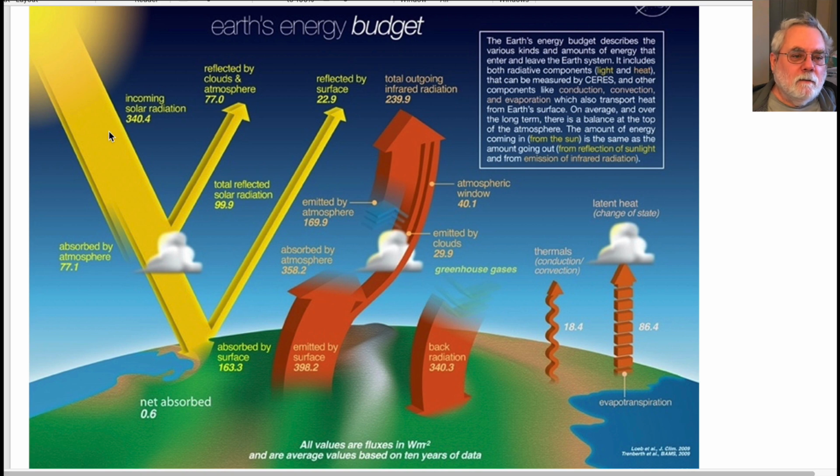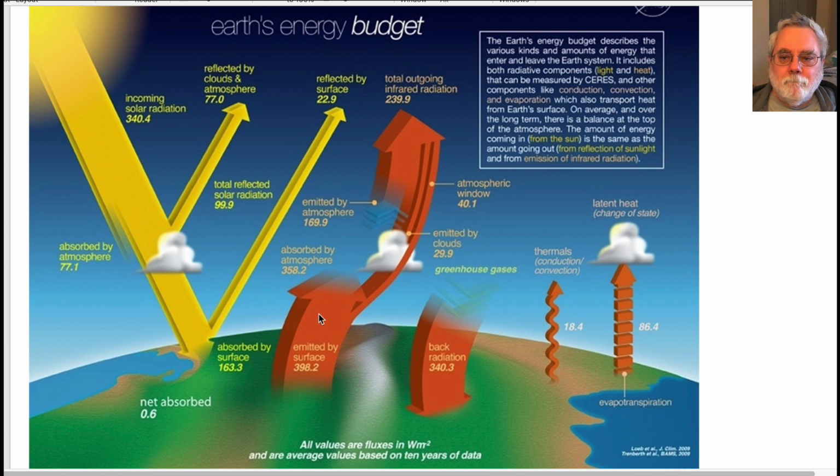If you take 340.4 and you subtract 77.0, 22.9, and 239.9, you get 0.6 watts per square meter. You get the same value if you calculate the net inbound power at Earth's surface. To reach balance, the Earth's temperature will rise and increase the outbound radiation.